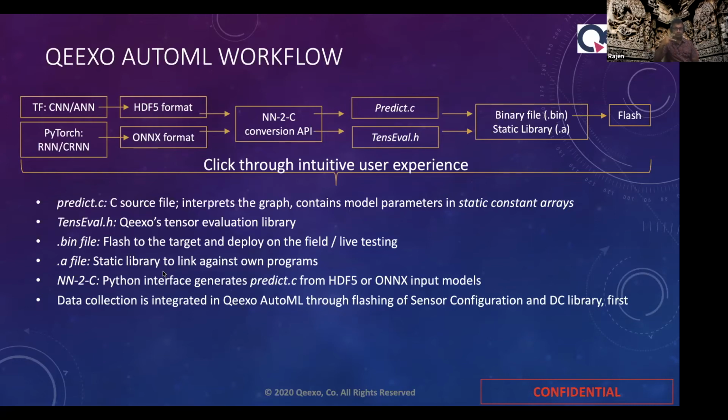And then we generate two files. One is the binary file, which can be flashed straight to the device. And once it is flashed on the device, it can directly be deployed in the field, or we can do live testing, because these binary files have all the sensor configuration built in, ODR and FSR of the sensors. It basically monitors the sensor data thread.